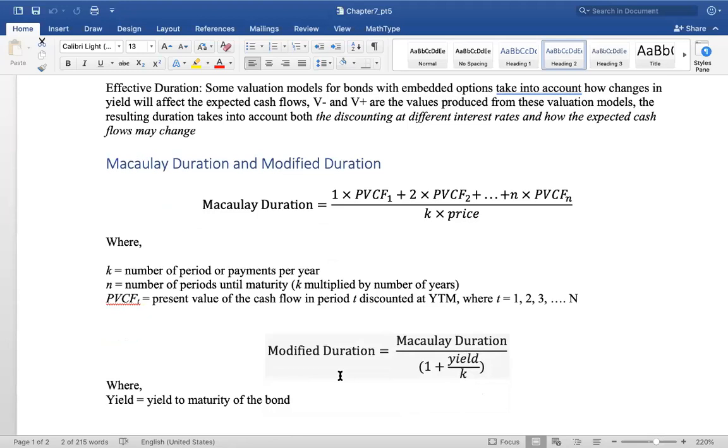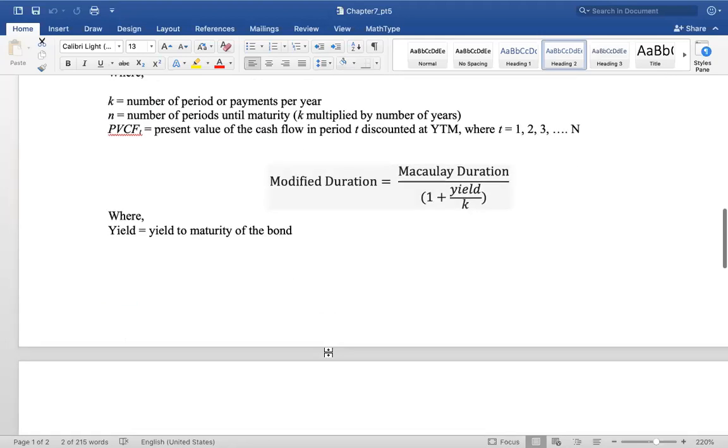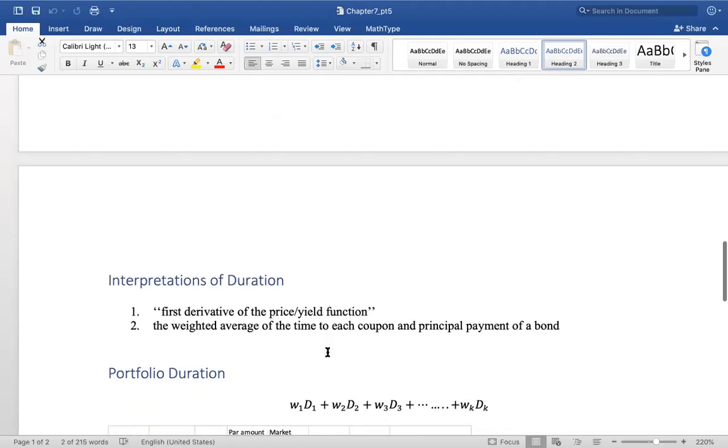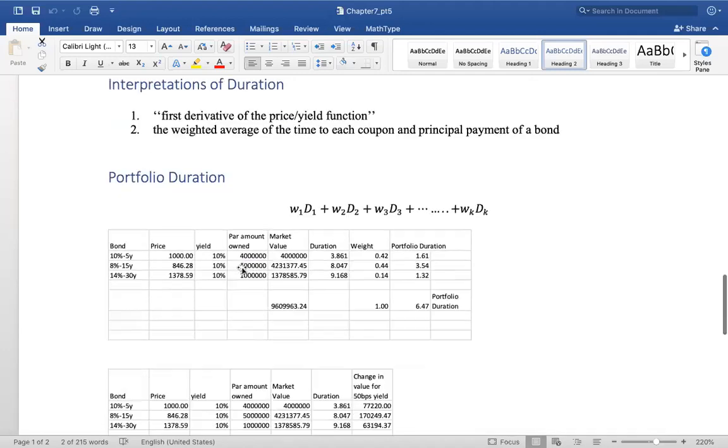What I will suggest is go through the problems we did in our last video and try to calculate the Macaulay duration and modified duration for the same bonds, and also practice these questions of Macaulay and modified duration from the problems workbook I have shared with you guys. Okay. Interpretation of duration, just take a look at this at your convenience.